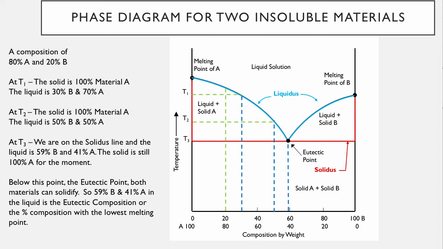What the eutectic composition represents is, if I have a mixture of material A and B, the percent composition in the liquid that has the lowest melting point. So we can actually lower the melting point of this mixture, and at its lowest point, you'd have to have 59% B and 41% A. And we can see how much lower that melting point is than A or B's original melting point.